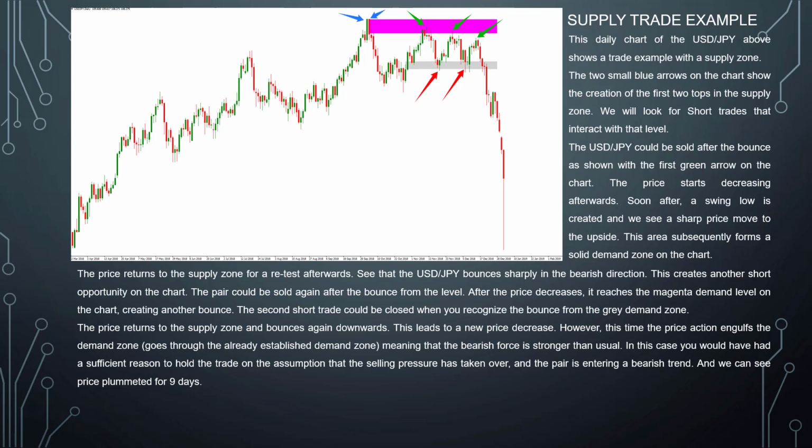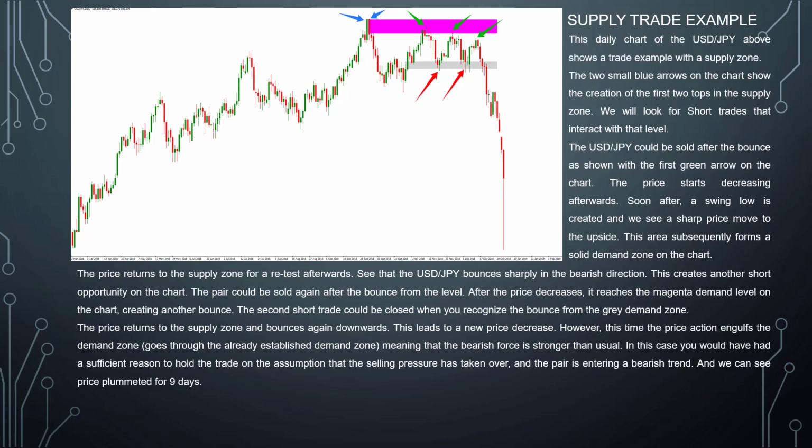In this case, you would have had a sufficient reason to hold the trade on the assumption that the selling pressure has taken over and the pair is entering a bearish trend, and we can see price plummeted for almost 9 days.